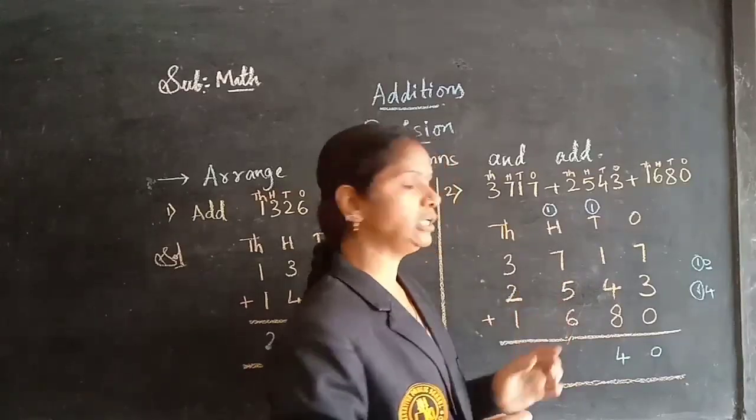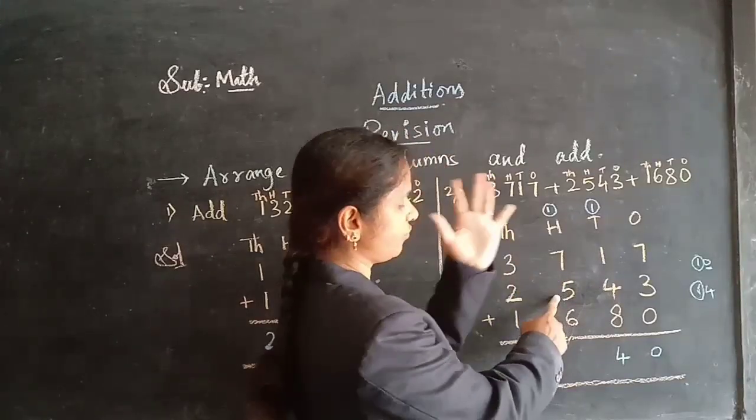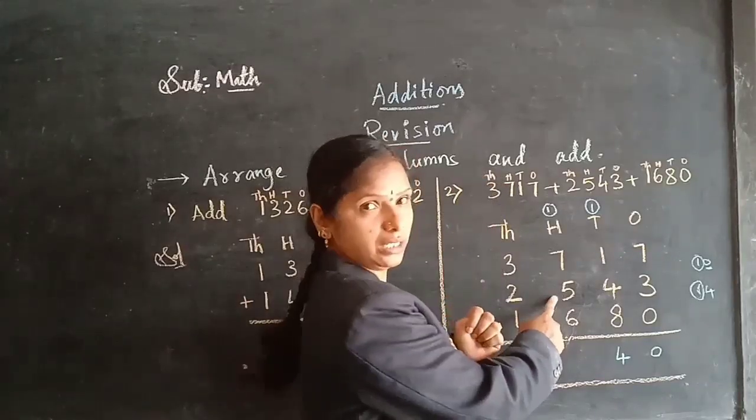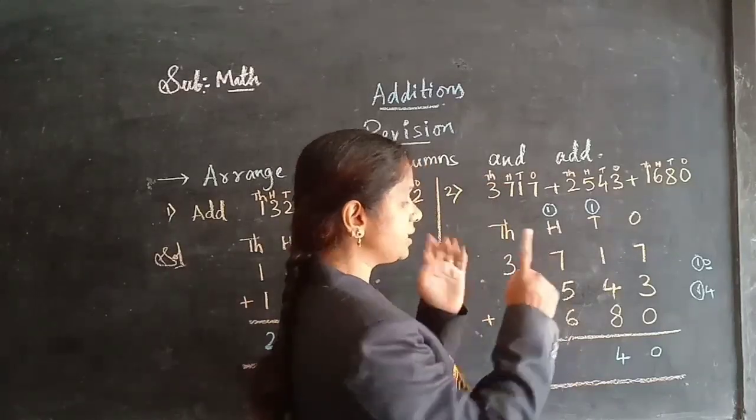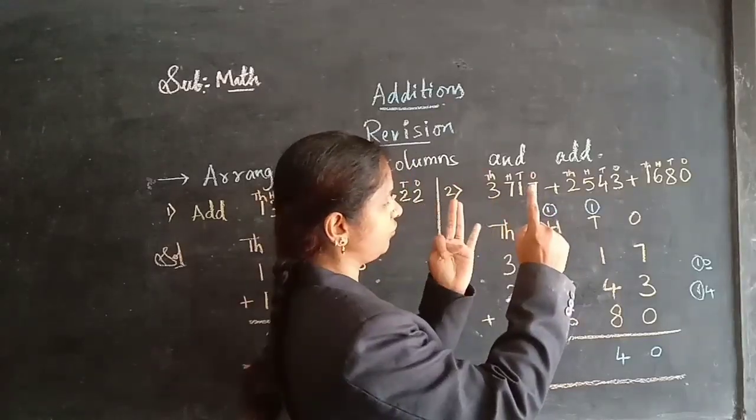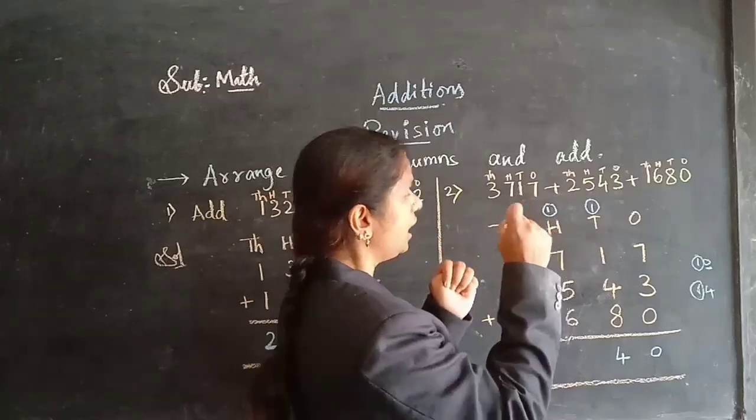8 after, again I need to add 5. Okay, 8 after 5 means 9, 10, 11, 12, 13. I am getting 13 here. Next, 13 after, next 6 I need to add here. So 13 after 6 means 14, 15, 16, 17, 18, 19.